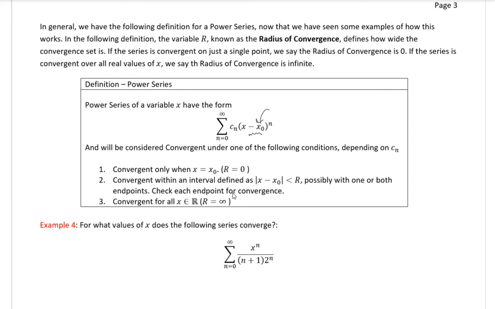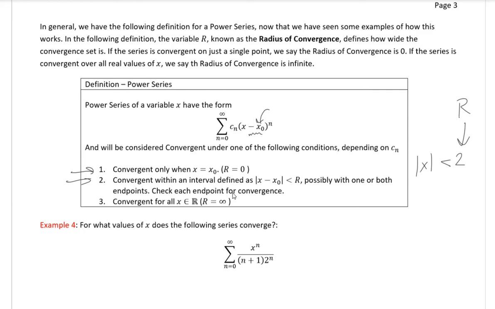This series is considered convergent under one of the following conditions, and it's up to us to find which one. It's either convergent only when x is equal to a single point, and that point being x sub 0. We would say then that the radius of convergence r is equal to 0, because there is no radius, it's just a singular point. If it's convergent elsewhere, we say that it's convergent within an interval of |x minus x sub 0| is less than r. We had that in the third example above, where we had the absolute value of x was less than 2. We would consider 2 to be the radius of convergence, how wide the interval is.